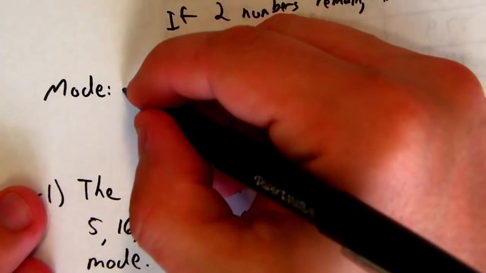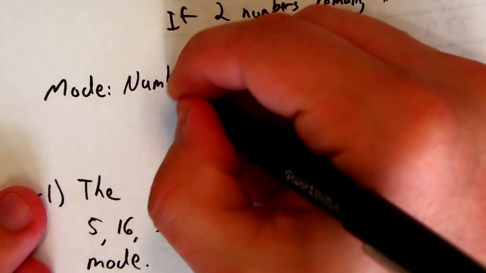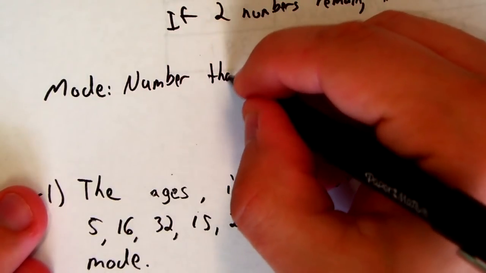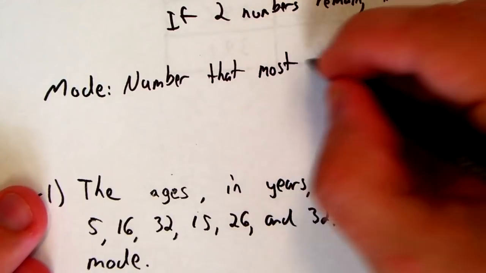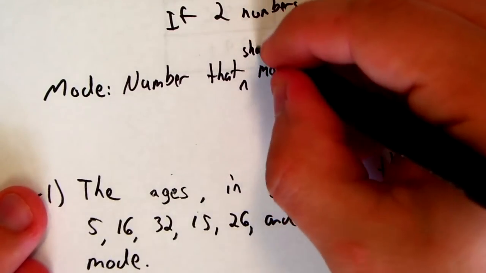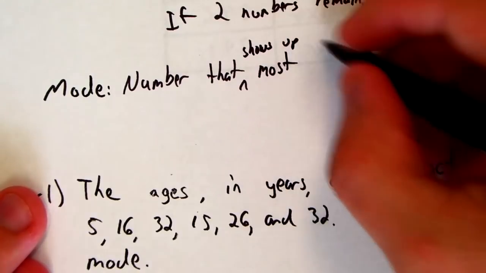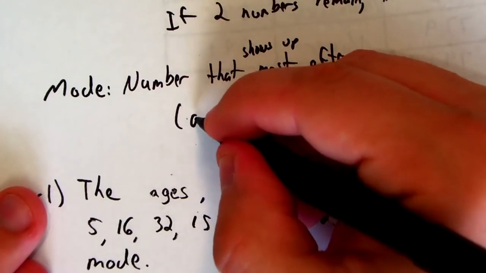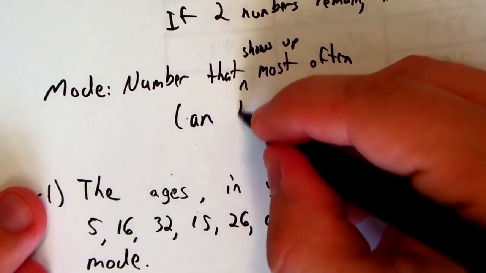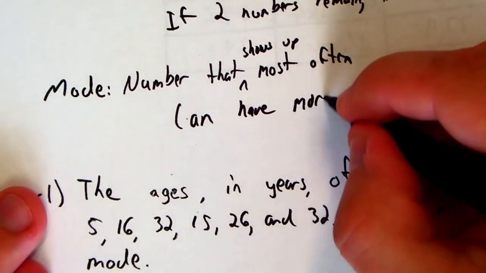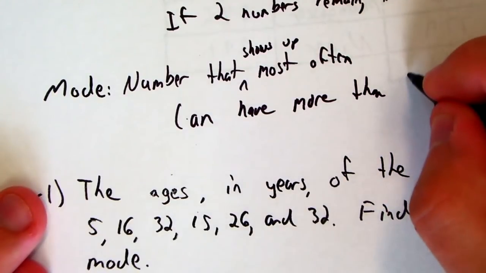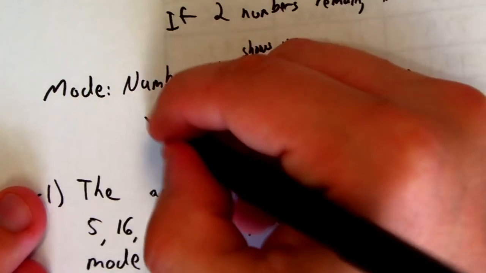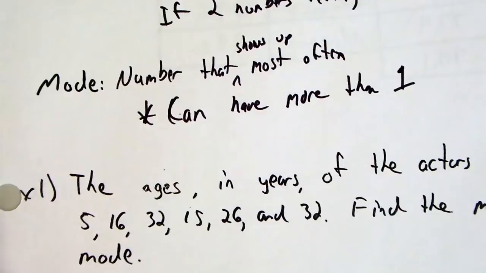Now the mode, this is the number that shows up most often. You can have more than one. So you can have more than one mode, but you can't have them all be the mode.